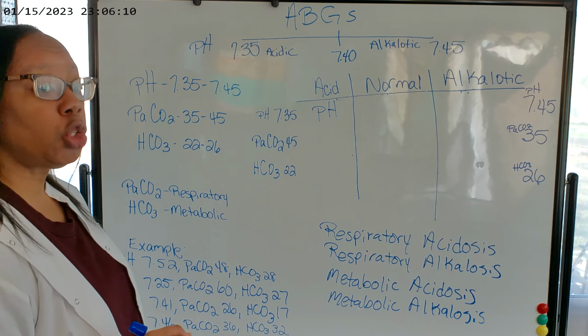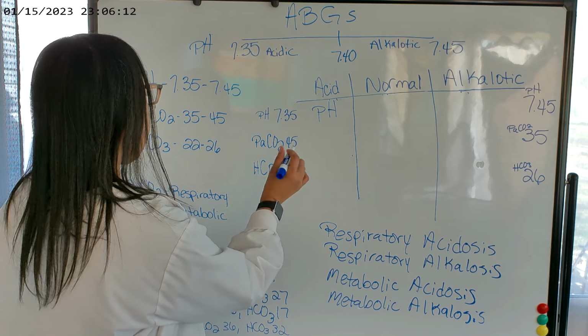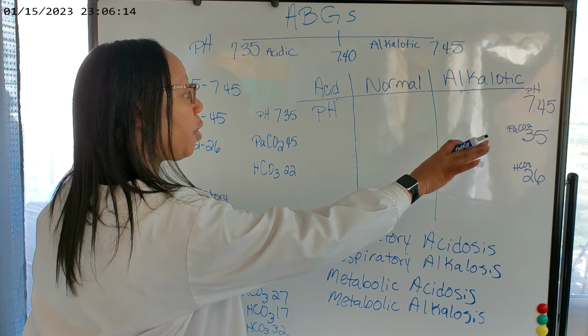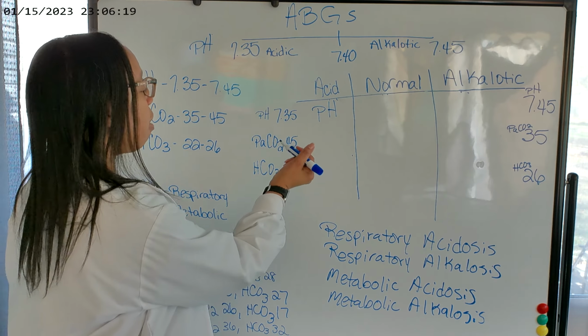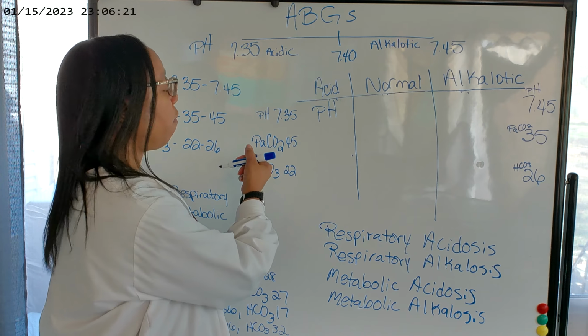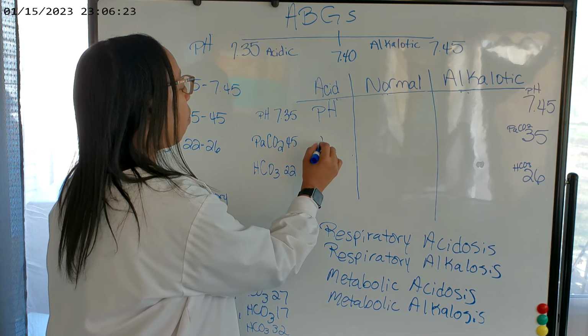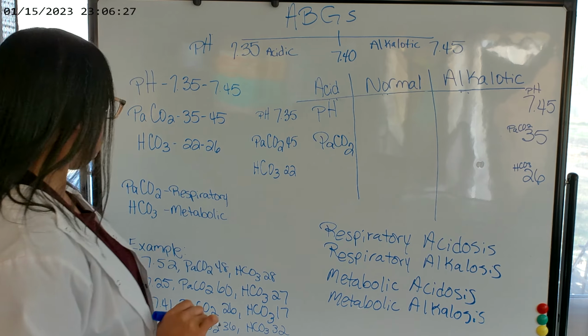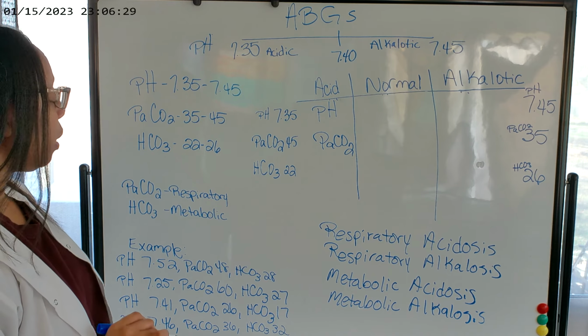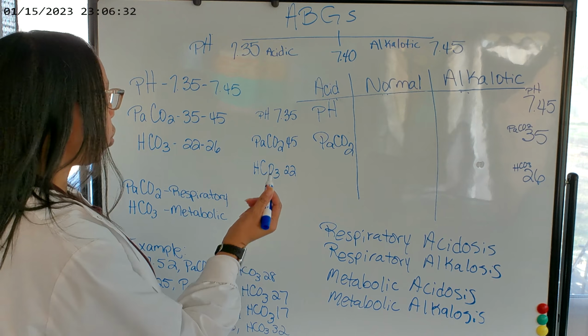A PaCO2 of 60, is that above 45, below 35, or somewhere in the middle? A PaCO2 of 60 is higher than 45. So right now our PaCO2 is acidic. Our bicarbonate, HCO3, is 27.